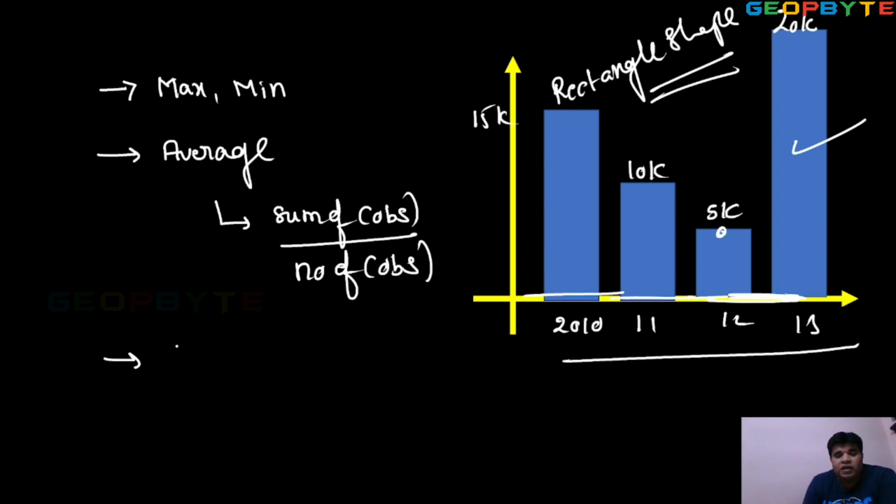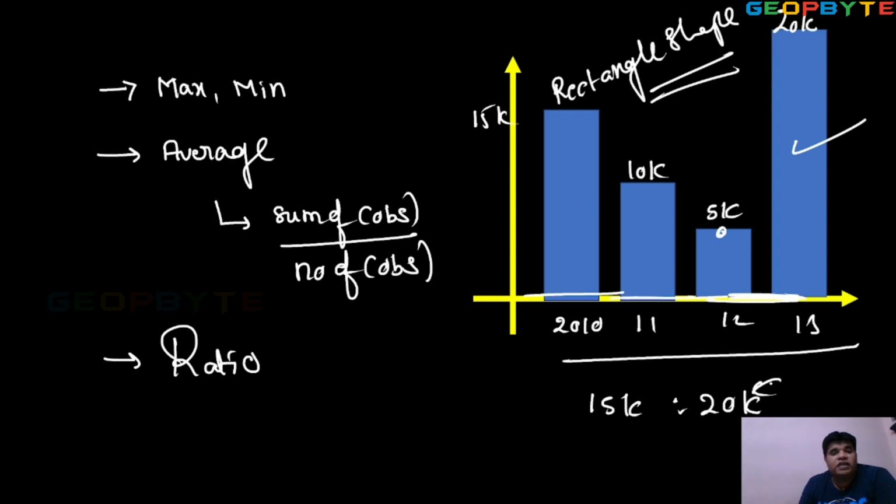Next, ratio concept. What is the ratio of the book production of 2010 to 2013? So 15,000 is to 20,000. 1000 is represented with K in real life.